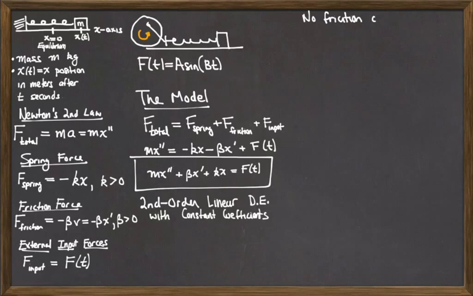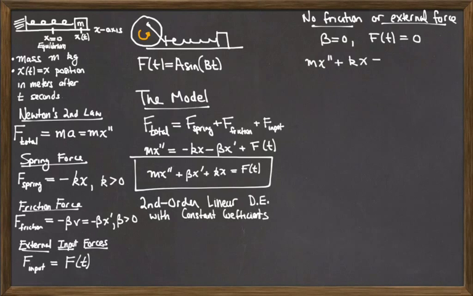Let's look at probably the simplest example to see whether or not this is agreeing with our expectations. Here I'm going to have no friction, and I'm going to take no external forces. So what that means mathematically is I'm going to set beta, the friction constant, to be 0, and I'm going to set this input force, f of t, to always be 0. My differential equation will be very simple then. It will be m times x double prime plus k times x is equal to 0.